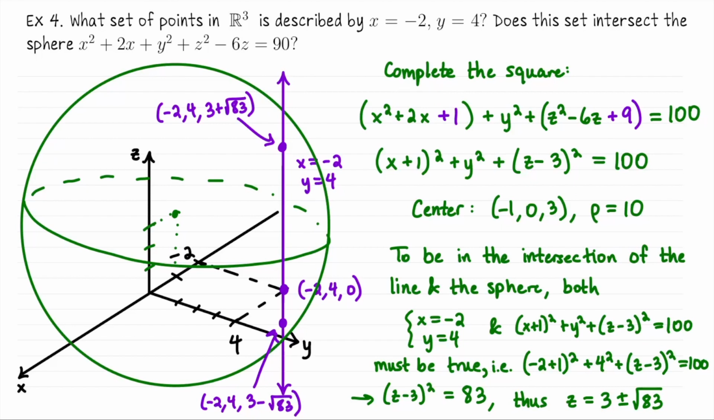You could wonder what other kinds of intersections between a line and a sphere could happen. So is it possible to have 0 points of intersection? Is it possible to have 1 point of intersection? Here we have an example of 2 points of intersection. Could you have 3 or more?